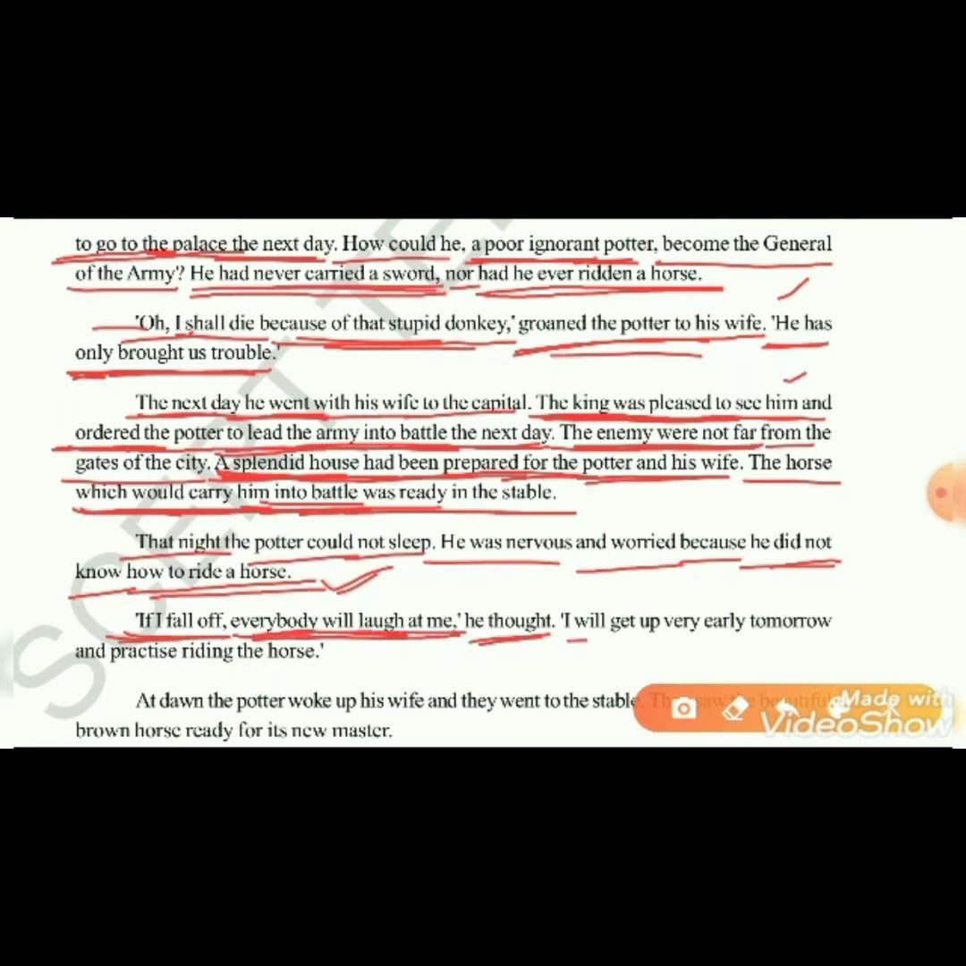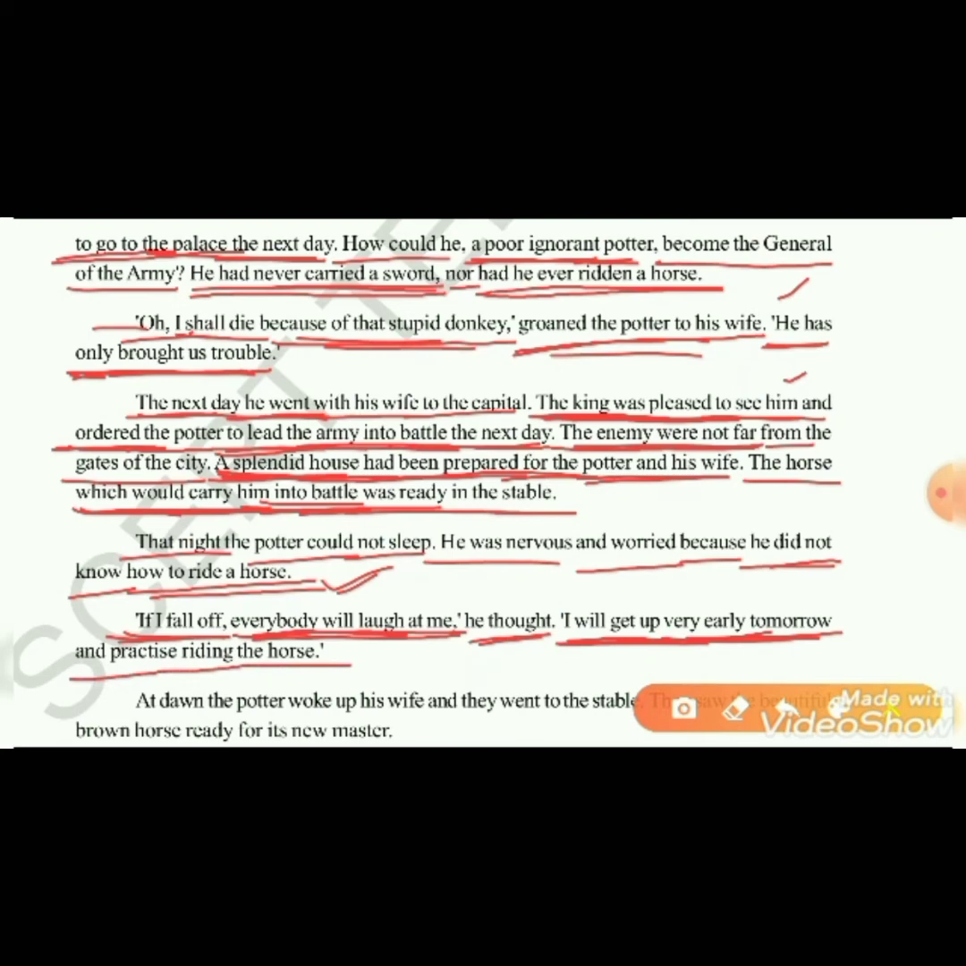I will get up very early tomorrow and practice riding the horse. He is taking a new decision. He is planning for his life. What I will do next day, early morning: I'll get up early and learn how to ride the horse. Okay? What perseverance you see. Do you have that kind of dream, children?